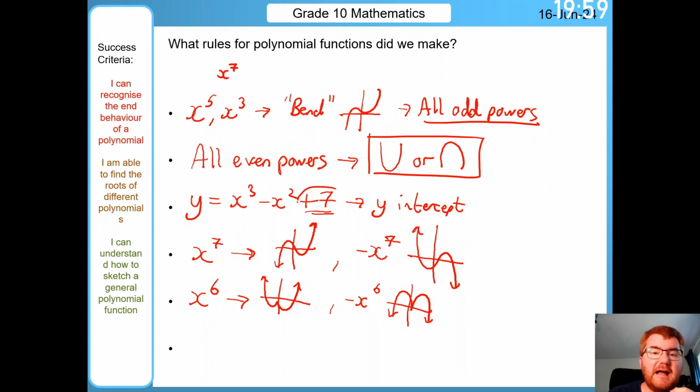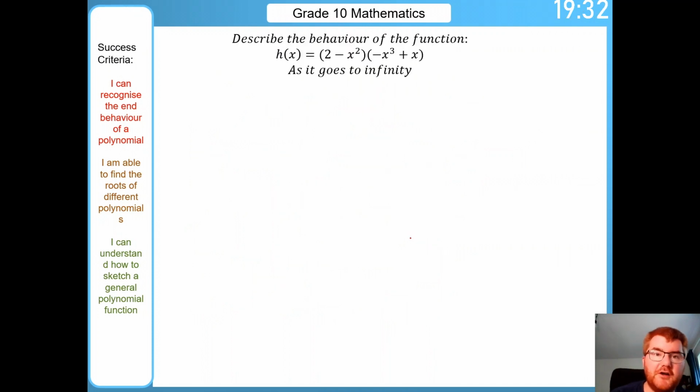Notice this number at the end is still the y-intercept. That hasn't changed from what we did right at the start. And notice if I take these functions, x to the power of 7, x to the power of 6, you can see as soon as you put a negative in front, it reflects it essentially in the x-axis. So we change that property of left upwards, right downwards, or the other way round. So this list is really, really important so you can understand exactly how these polynomial functions work.